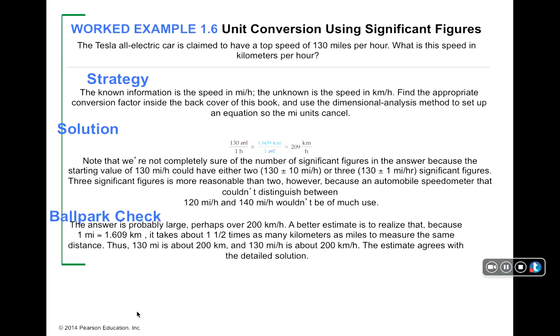Oftentimes, one of the mistakes that students will make is just not doing that unit conversion, and then you don't get the correct answer just because of that. It is a detail to make sure that you pay attention to as you're solving these problems. So make sure that the units that are being asked for in the answer are the ones that you have converted correctly to.